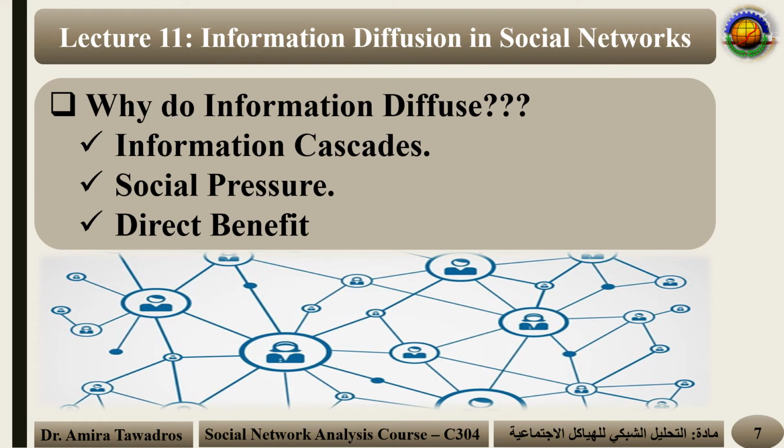There are several reasons behind why information diffusion happens. These reasons include, and are not limited to, the main three reasons, which are the following. The first reason is information cascades. What do we mean by information cascades? This occurs when people sequentially copy information or ideas from one another, with later people inferring what the earlier people know, thus imitating the behavior of others.